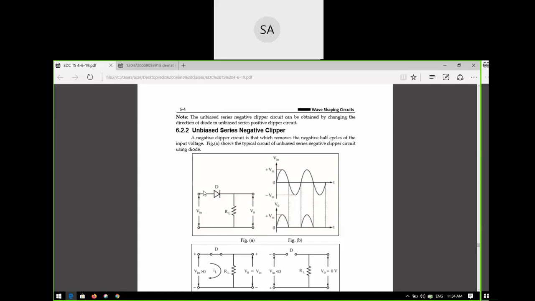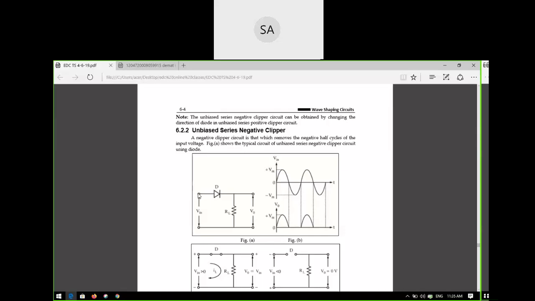Correct or not? And now during the negative half cycle, that means this is the portion. So for this portion, what will happen to the diode status? Negative half cycle means this is negative, this is positive. So negative is connected to the P region. So what is the diode status now? Forward or reverse? Tell me.